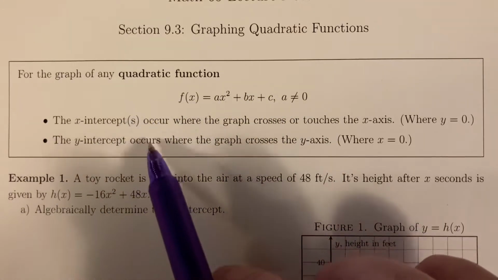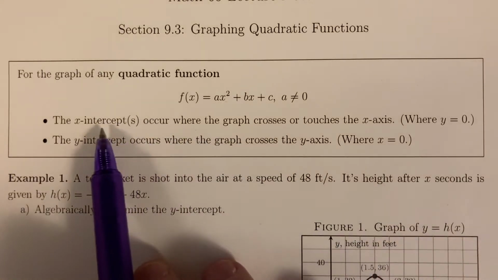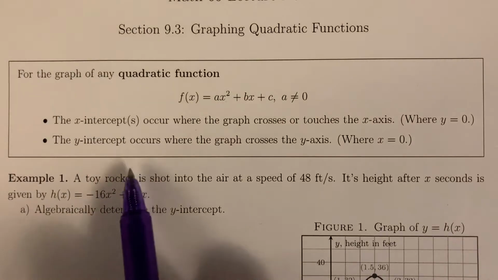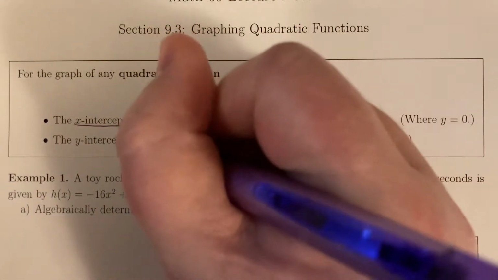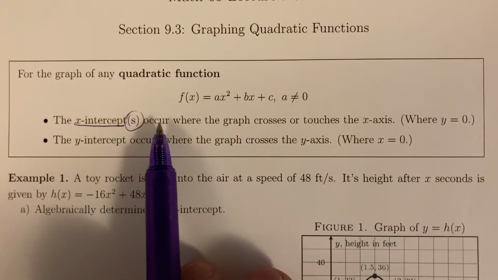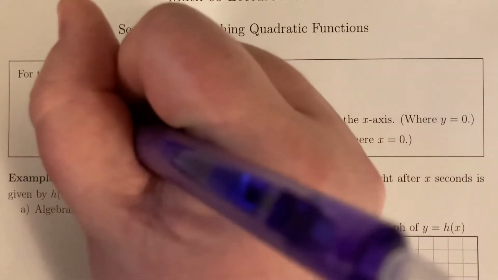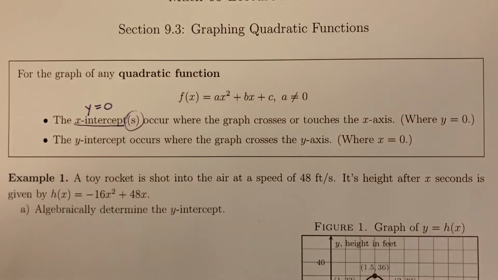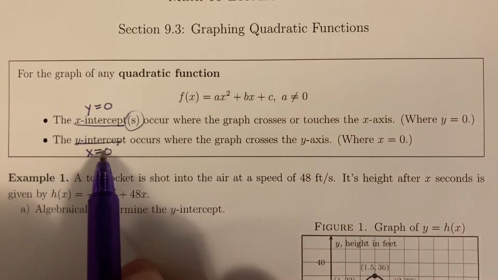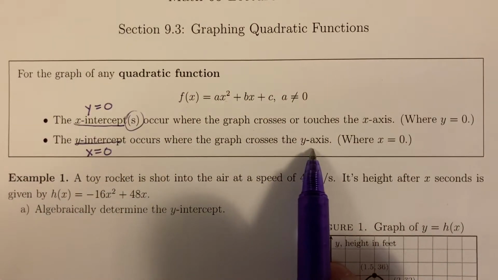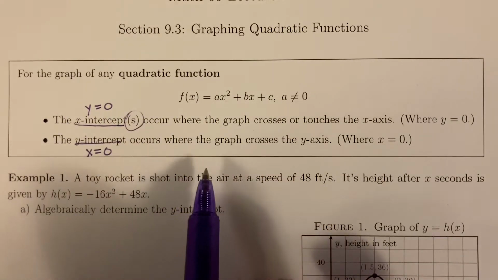But then these two definitions here really work for any curve or function. It's just a definition of x-intercept and y-intercept. So x-intercepts, and this is sort of notable, could be more than one. And these occur when the graph crosses or touches the x-axis, meaning where y equals 0. So x-intercepts are where y equals 0. Y-intercepts are where x equals 0 because that's where the graph crosses the y-axis. So with both of these, we're setting one variable equal to 0 and seeing what the other variable is doing.